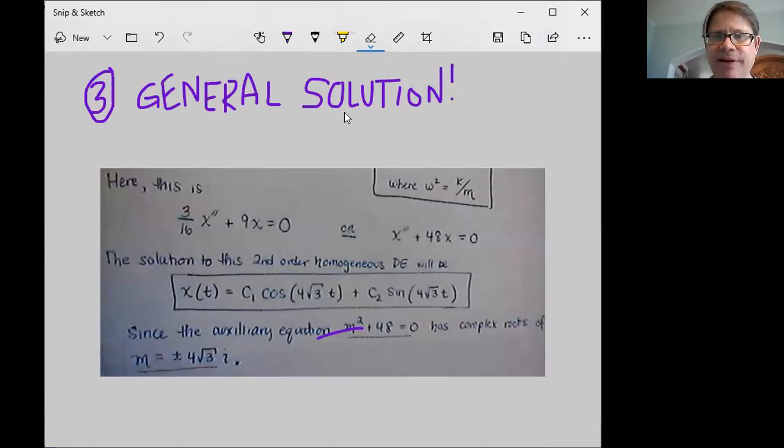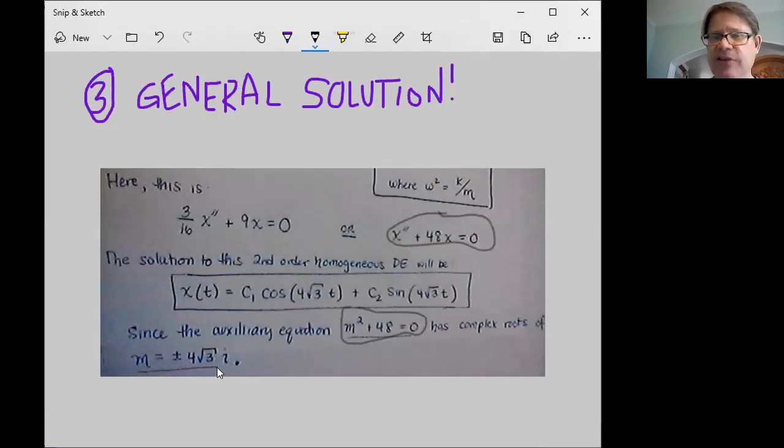But we know that that has an auxiliary equation, here it is, of m squared plus 48 equal to 0. That's the auxiliary equation that goes along with this differential equation. What are its solutions? Well, it's going to have two complex roots. m is equal to plus or minus the square root of negative 48, but the square root of negative 48 is 4 times root 3 i.